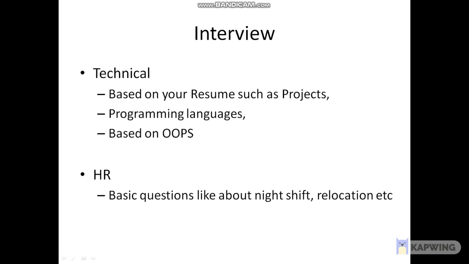It's almost sure that if you complete all of these three rounds, two mandatory rounds and one elimination round, then you will be almost selected. Okay, so don't worry about the last interview. It will be actually very simple.